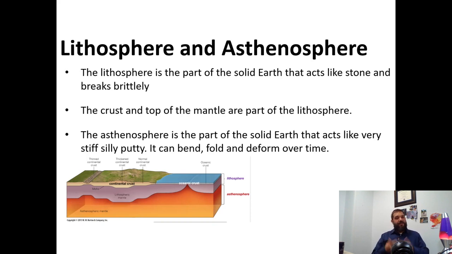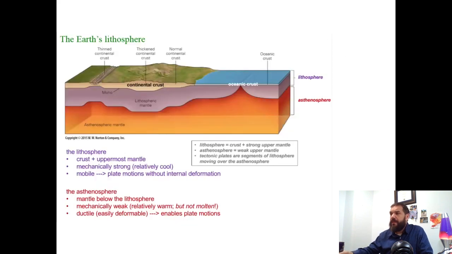Okay, so that's the difference between lithosphere and asthenosphere. It's a mechanical difference. Now, the lithosphere is colder than the asthenosphere, but that's not the important distinction, the essential primary difference. The essential primary difference is that the asthenosphere has different mechanical properties. Okay.